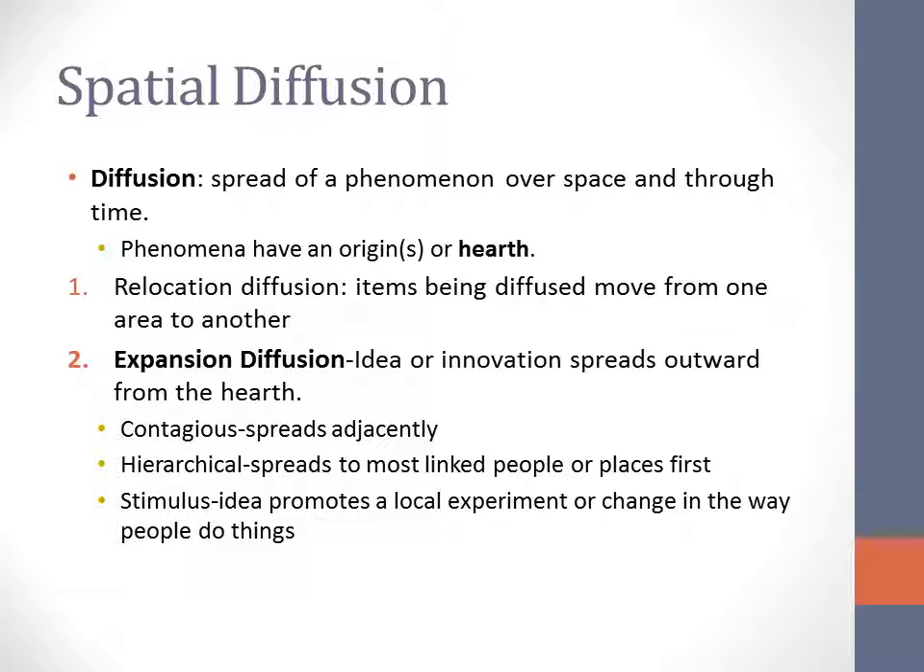There are two types of diffusion. As an idea or phenomenon moves from its hearth to other places, we call this diffusion. And there are two types: relocation diffusion and expansion diffusion. Relocation diffusion is where items are moved from one area to another. This often happens because people move.